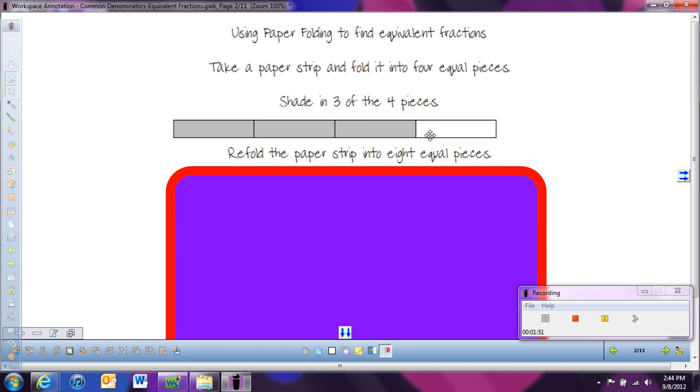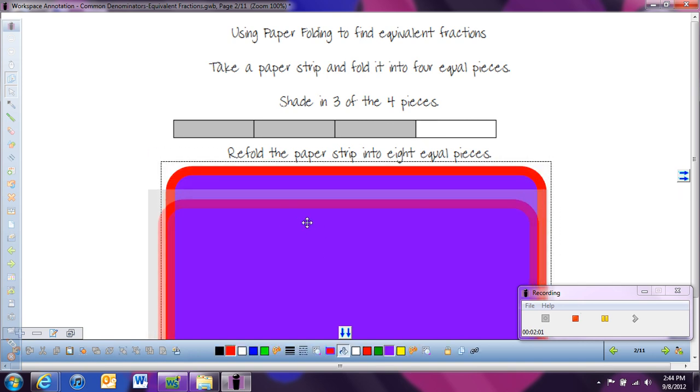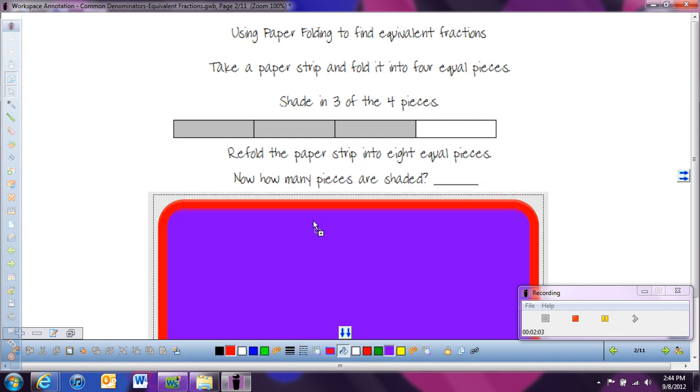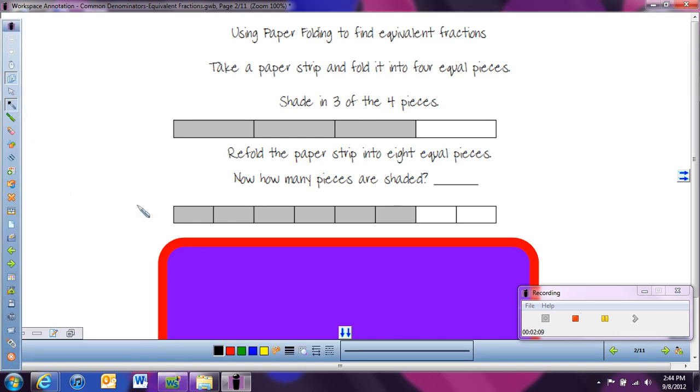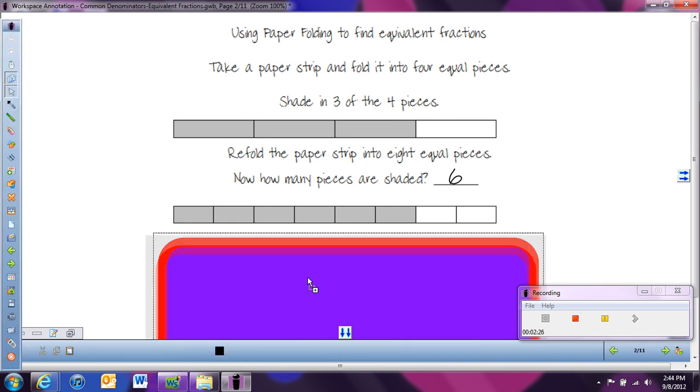Now I'm going to open it up and refold it, this time into 8 equal pieces. And it's going to look something like this. So now, how many pieces are shaded this time? 1, 2, 3, 4, 5, 6 out of the 8. Is more of the paper covered? No, because we didn't shade any more in. But because we folded into more pieces, our pieces are smaller, so now there's more total pieces that are shaded.